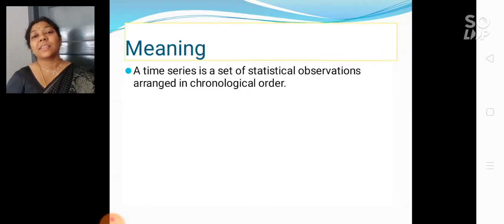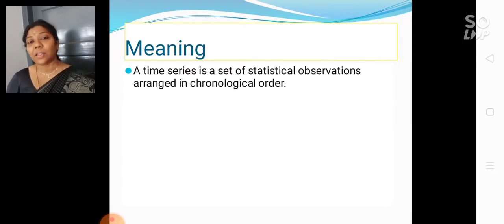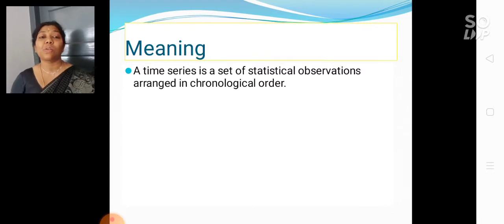So time series is a set of statistical observations that are arranged in a chronological order. In other words, it is statistical data that are recorded and observed over successive increments of time. That is called time series.